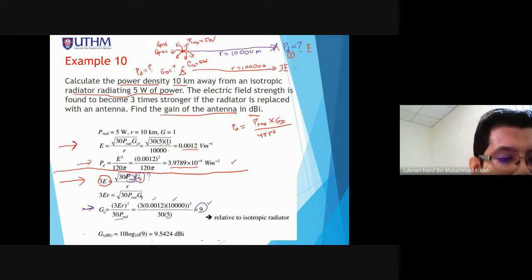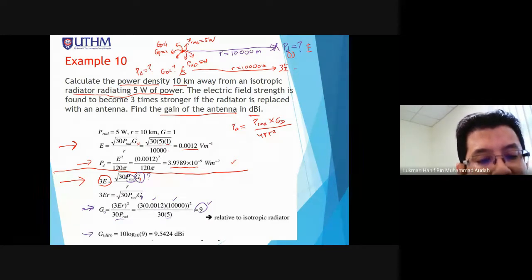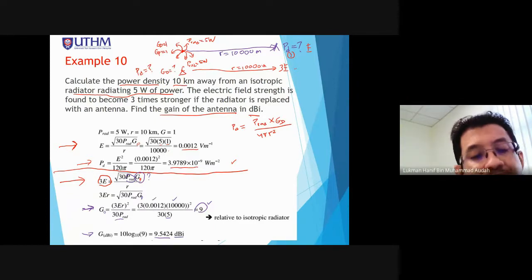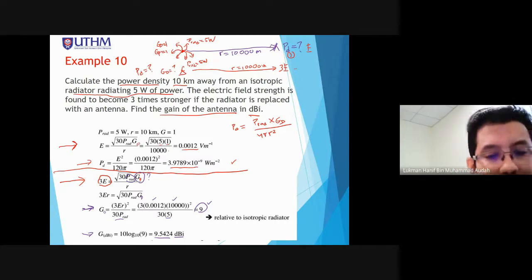So therefore dalam sebutan decibel G in dBi is equal to 10 log of 9, so we get 9.5424 dBi. Decibel with respect to the isotropic radiator. Okay, so we get the gain.